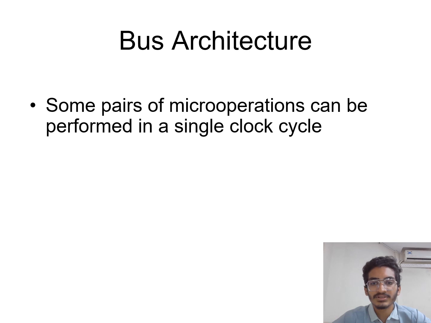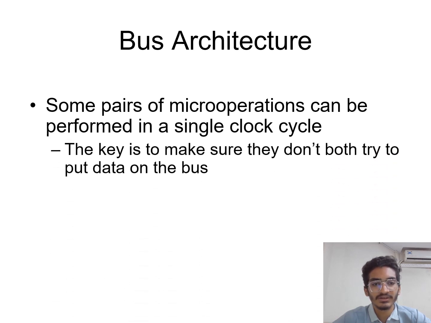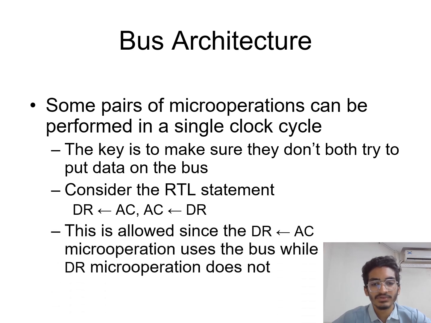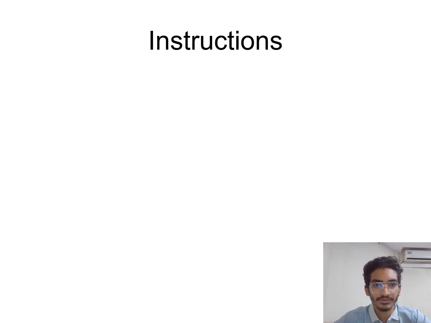Some pairs of micro-operations can be performed in a single clock cycle. The key is to make sure they don't both try to put data on the bus. Consider the register transfer language statement: accumulator to data register and data register to accumulator. This is allowed since only one micro-operation uses the bus while the other does not.